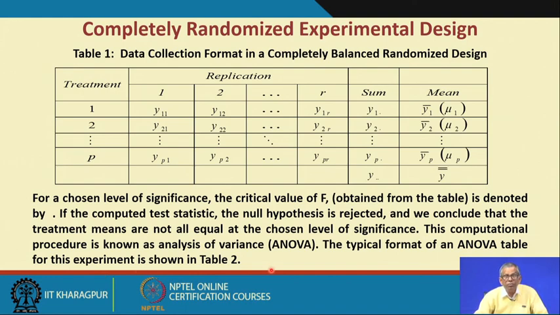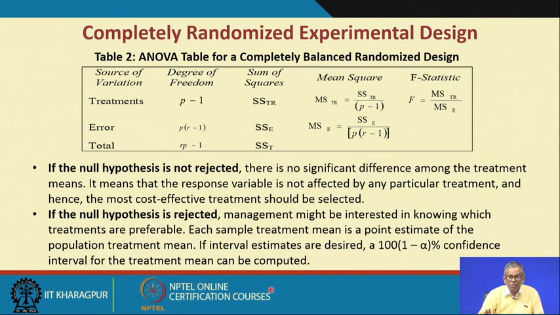I have already mentioned that now you need to analyze the variance, so the analysis of variance is very important. You create the ANOVA table. What is the typical format of an ANOVA table for a completely randomized design? The sources of variation are the treatments, the error and the total. Degrees of freedom for treatments is p minus 1, for error is p times (r minus 1), so the total degrees of freedom is rp minus 1. If you add these, you will get rp minus 1.